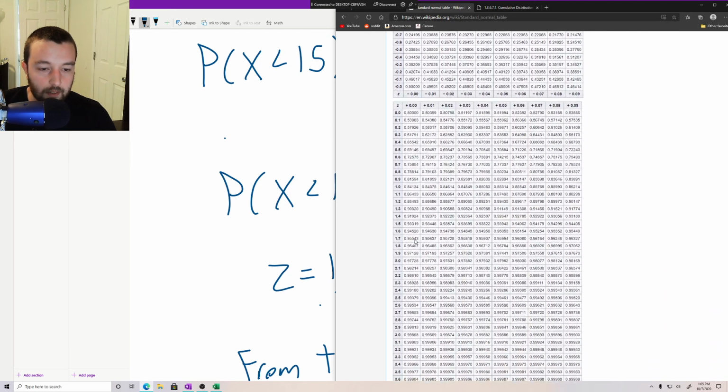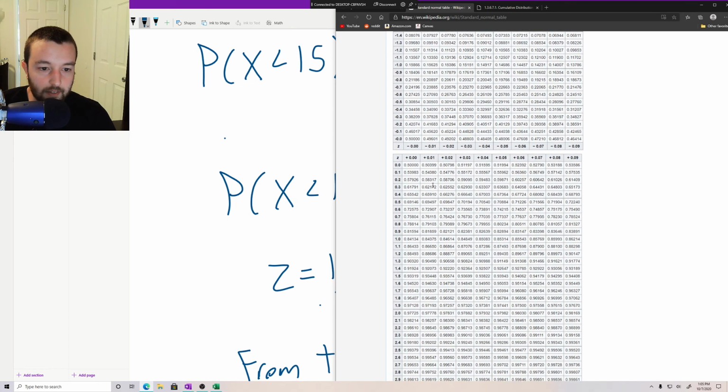It has some negative values and some positive values. If we go straight to the 0.67, here you go, 0.74857. So this gives you the area just to the left of that number, which is what we're looking for here, because we're finding the probability that x is less than that number. So it gives us 0.74857.